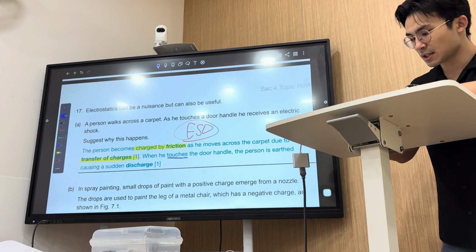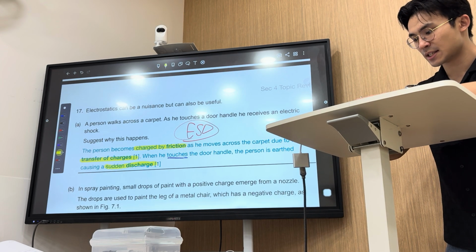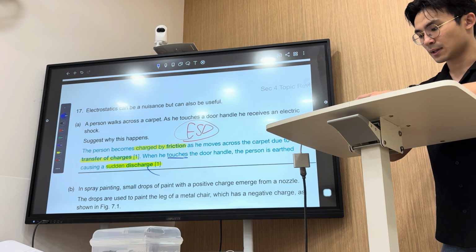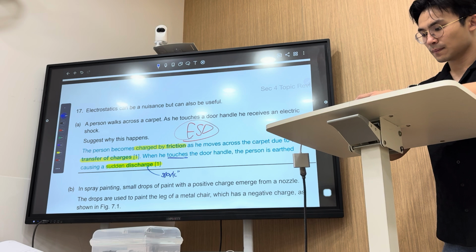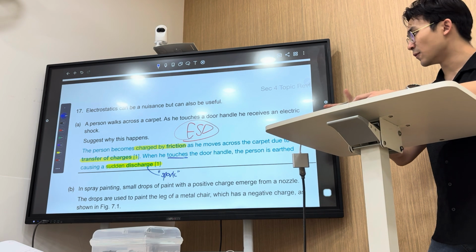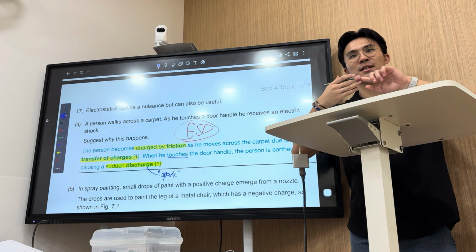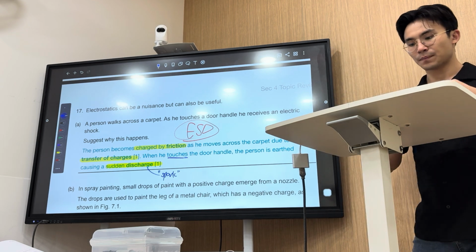Then when you touch, you have a sudden discharge. This is your spark, the zap that you feel. The spark happens just before you touch, or in fact when you are close enough such that the electrons can move over.